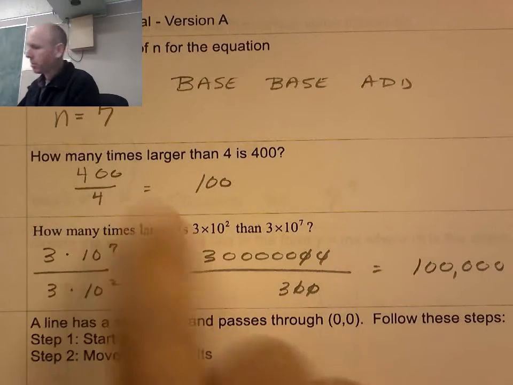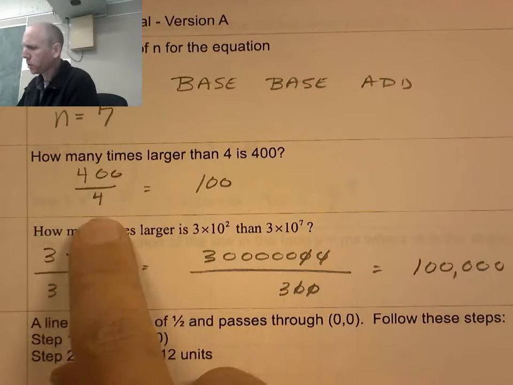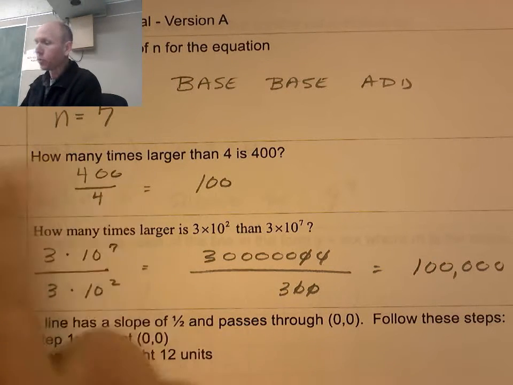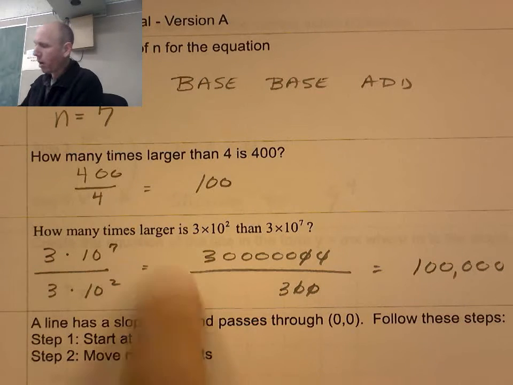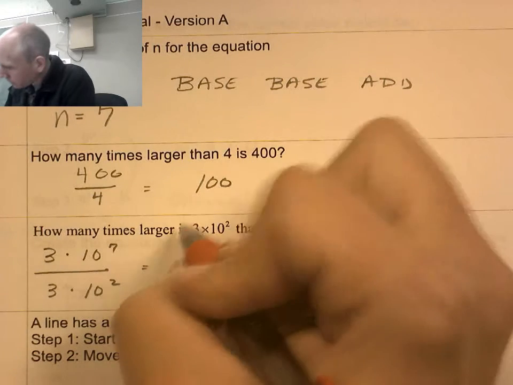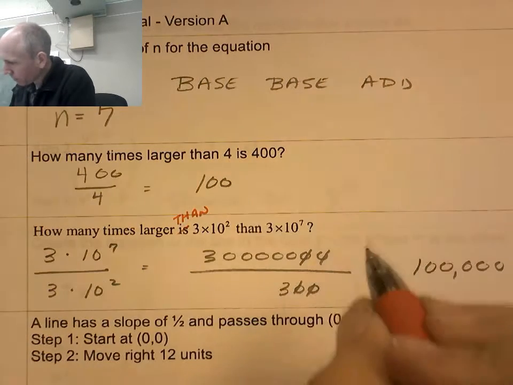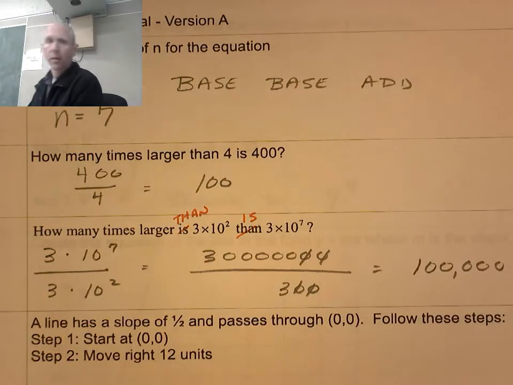direction. How many times larger than 4 is 400? 400 divided by 4 is 100. Now apply that logic. This one actually will not be on the final exam. It's just getting you set up for the next one. How many times larger than, so this is the one that is this. I need to make that correction.